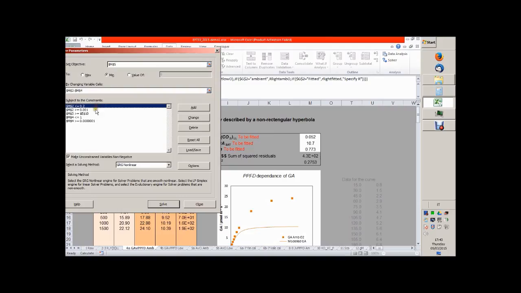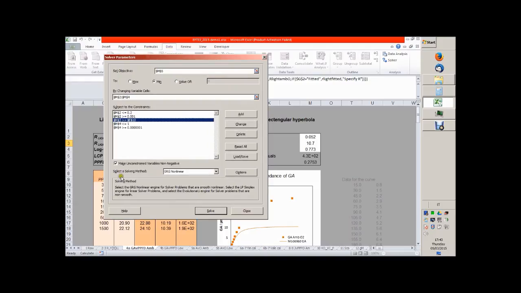Further, I added some constraints here. The initial quantum yield of CO2 fixation is constrained to physiological values, meaning smaller than 0.2 and greater than 0.001. The saturated rate of gross assimilation needs to be greater than the minimum rate of gross assimilation, and the curvature needs to be smaller than 1 and greater than 0.